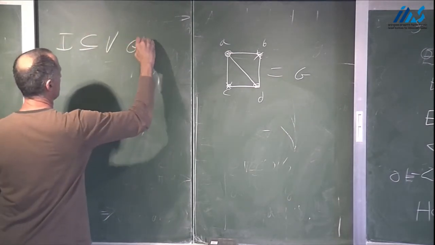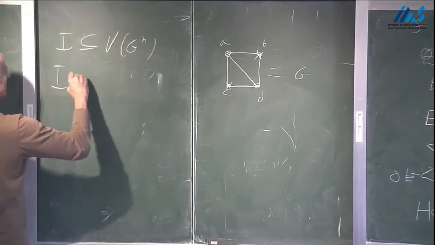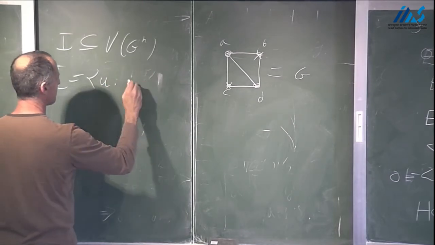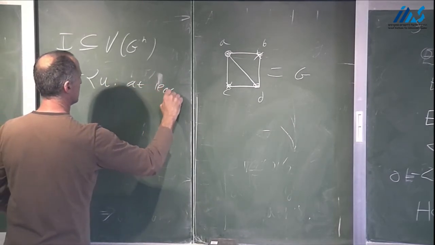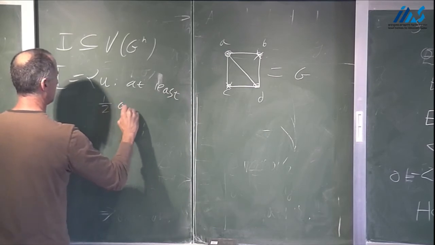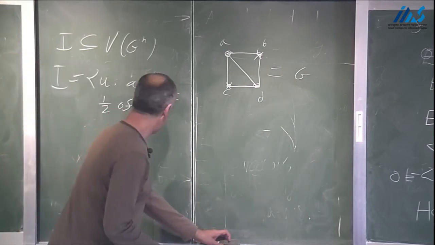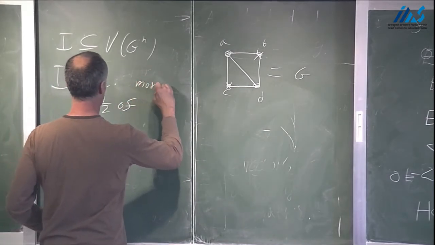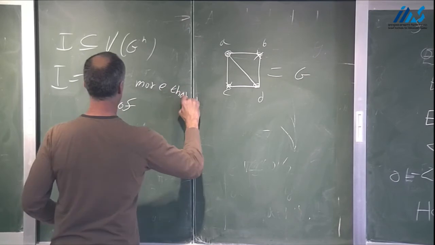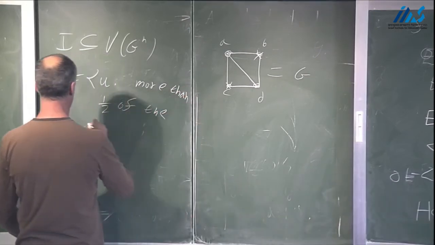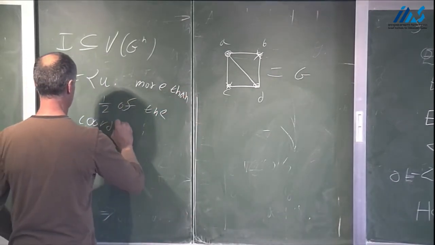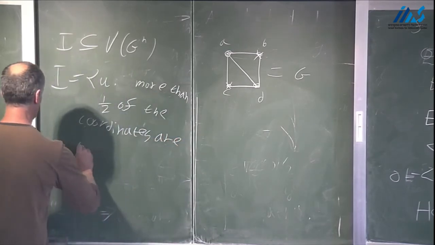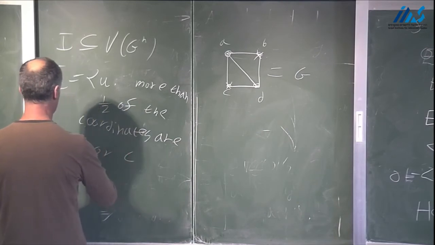The vertices of G^n: I is all vectors u such that at least half, or more than half, of the coordinates are B or C. Okay?